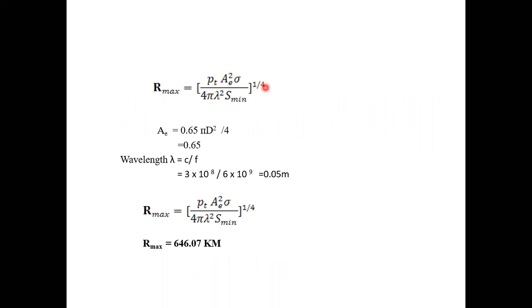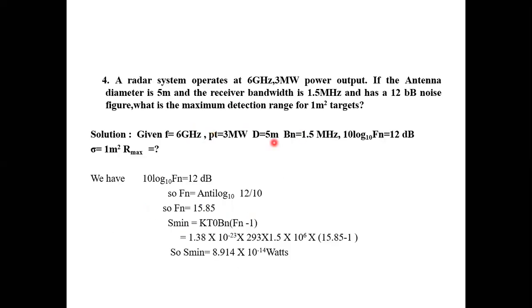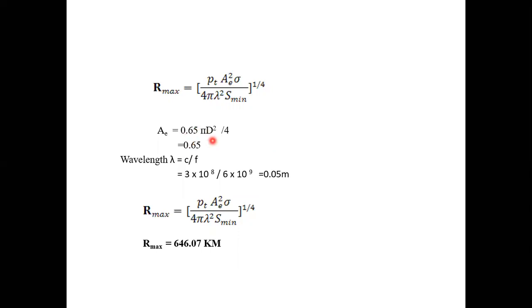So now we have to calculate the effective aperture, that is AE. How can we represent that? The effective aperture is given by 0.65 pi into d square divided by 4. After substituting all this, 0.65 into pi, the d value is given, it is 5 meters, so d square by 4. After that, I'll get AE.